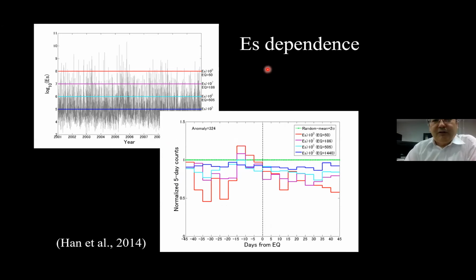Also, magnitude dependence or ES dependence we can check. For ES 10 to the 8, 10 to the 7, 10 to the 6, 10 to the 4, local seismicity is investigated. Again, the green line is the statistical significance level. The red line and purple line exceed the significance level. Okay, so that is a very important point: statistical significance with scale of earthquake or radius. It suggests the causative correlation.